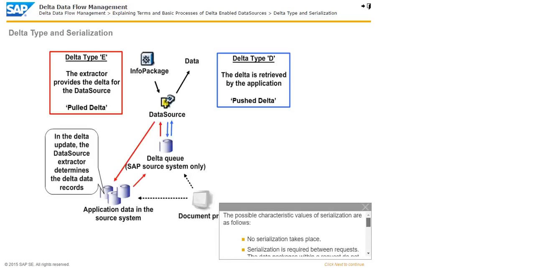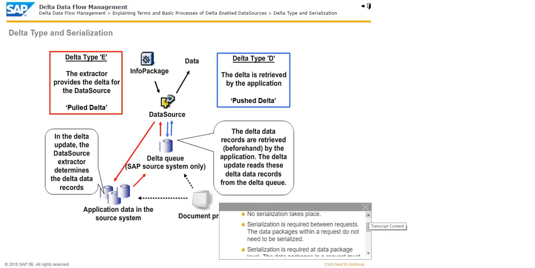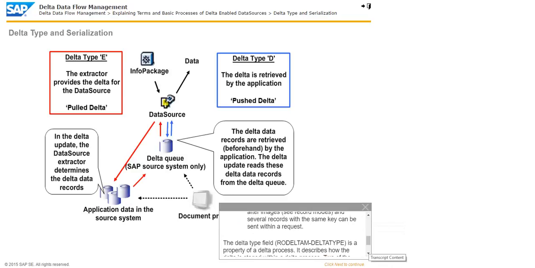No serialization takes place. Serialization is required between requests. The data packages within a request do not need to be serialized. Serialization is required at data package level. The data packages in a request must also be serialized. For example, this is necessary if an extractor can only supply after images, C record modes, and several records with the same key can be sent within a request.